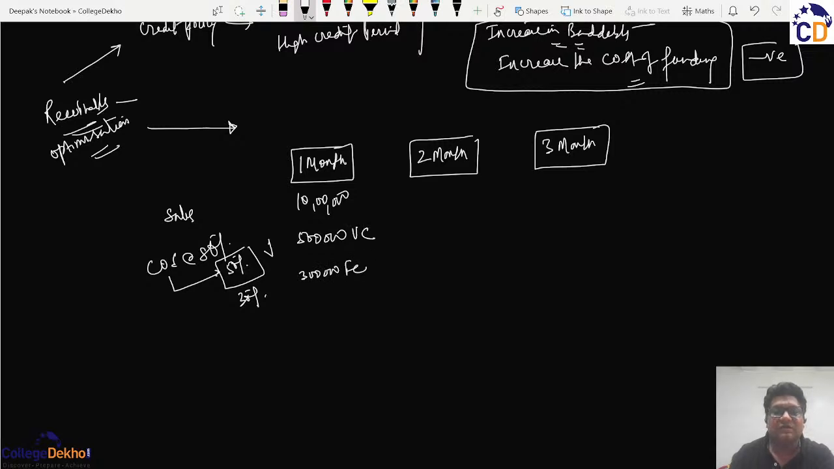So if the sales increase, only the variable cost will increase, but the fixed cost will remain the same until and unless there is a special marked point about any specific increase in the fixed cost.